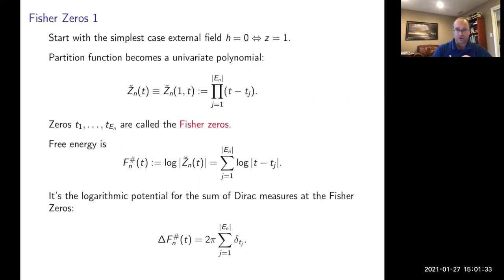So if you took the weak Laplacian of this free energy, you get exactly the suitable sum of Dirac masses, Dirac measures at each of these Fisher zeros. So you can think either about the free energy or about the sum of Dirac measures at these zeros. That's the kind of equivalence.